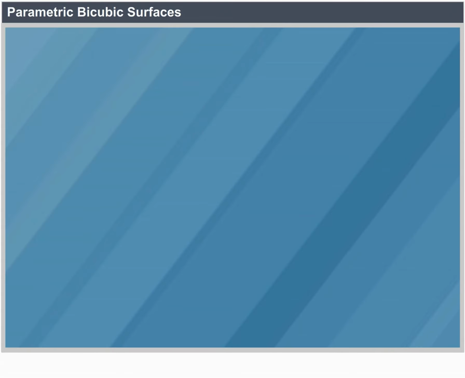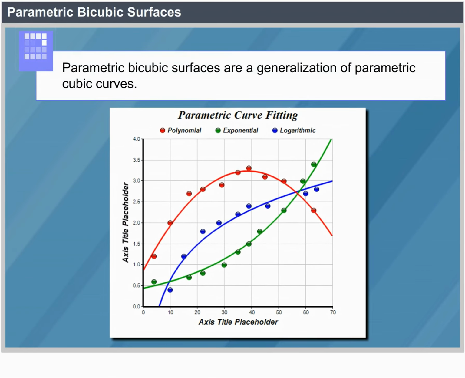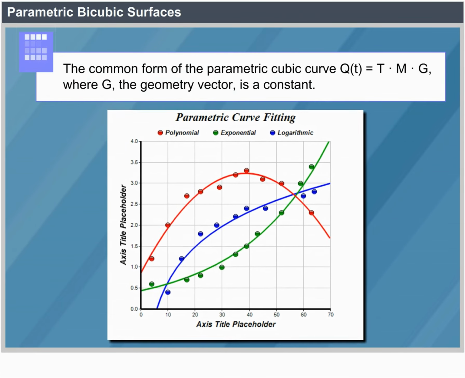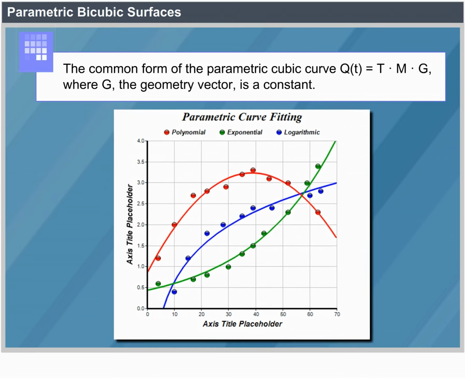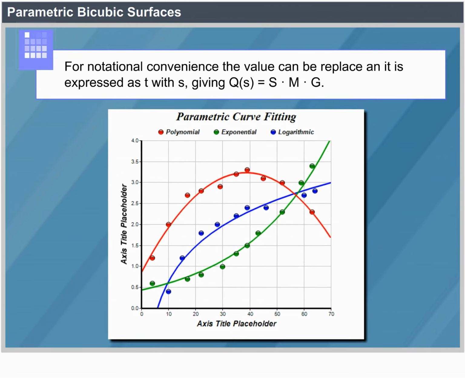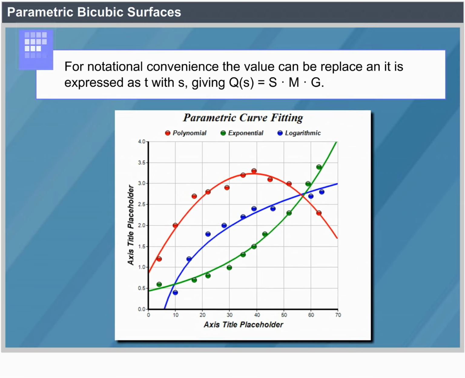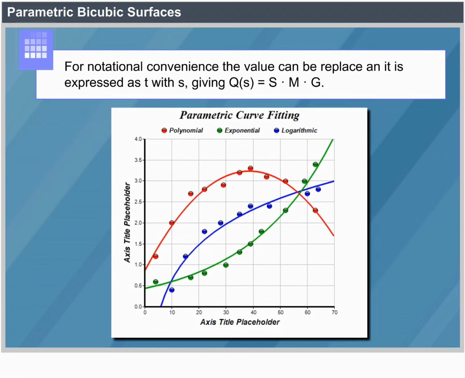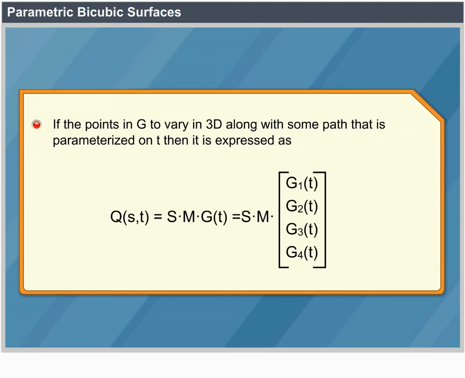Parametric bicubic surfaces. Parametric bicubic surfaces are a generalization of parametric cubic curves. The general form of the parametric cubic curve is Q(t) = T · M · G, where G is a geometry vector, which is constant. First, for notational convenience, we replace t with s, giving Q(s) = S · M · G. If we now allow the points in G to vary in 3D along some path that is parameterized on t, we have the following representation.